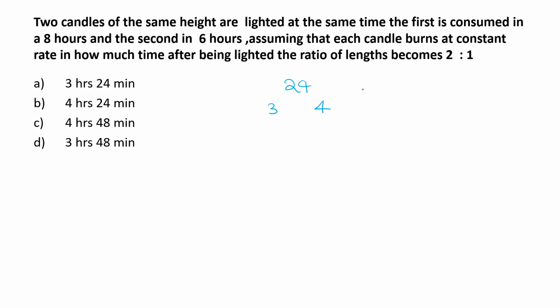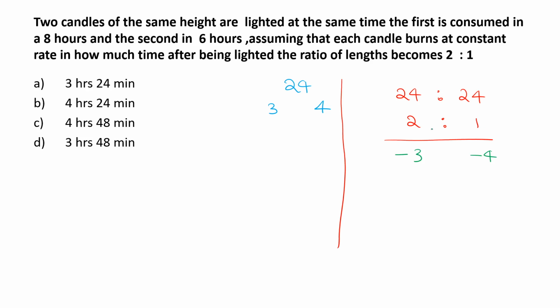And after some time, the length of the candles becomes 2:1. At the initial position, the ratio of the lengths of two candles was 24:24, and at the end of some time, the ratio becomes 2:1. Just take the question as the two numbers are in the ratio 24:24, and when we take 3 out of the first number and 4 from the second number, then the ratio becomes 2:1.